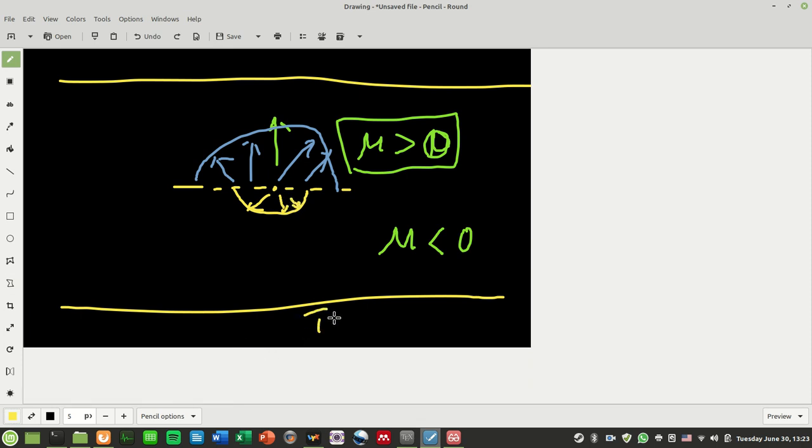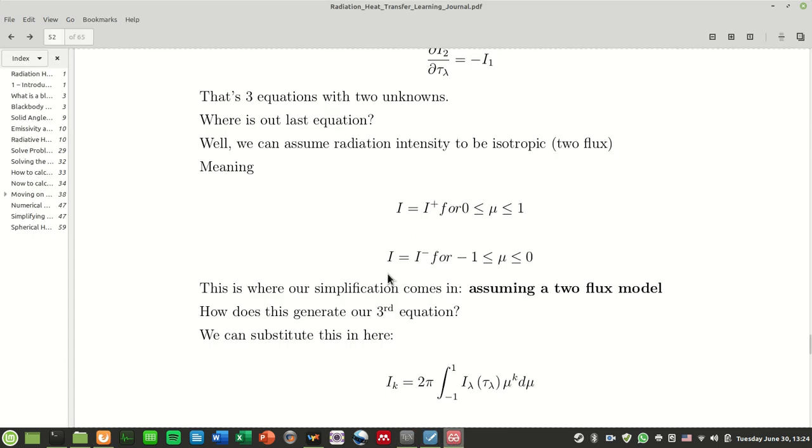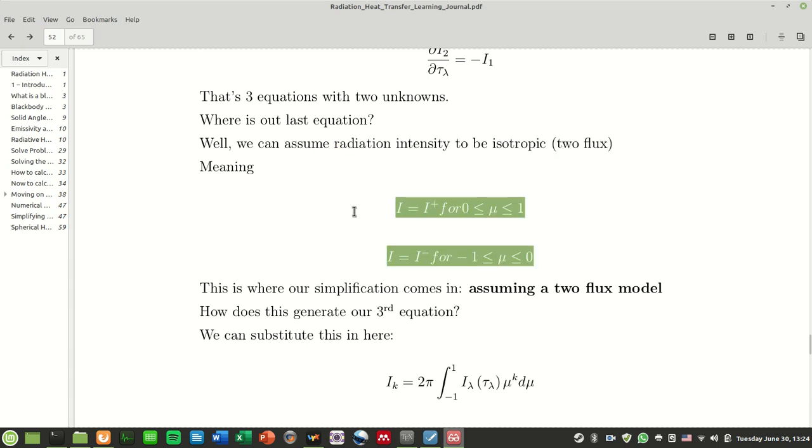So for example, if this is a hot plate and this is a cold plate, you expect that the radiation from the hot to the cold plate is bigger than the cold to the hot plate, right? Because this is the cold side and this is the hot side. So we expect the radiation from the hot to the cold to be more than the radiation from the cold to the hot. So this is for 1D geometry only, and that's where our two flux model actually comes in. That is the two flux model basically, and I'll just stop for now. But this actually helps us to gain our third equation.